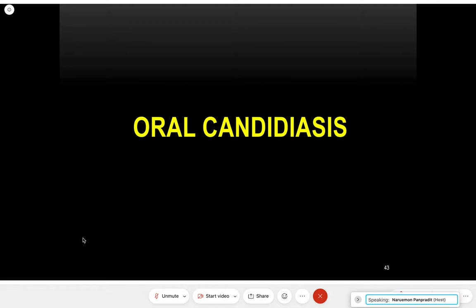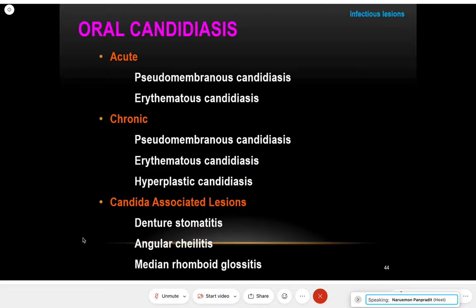Oral candidiasis. This lesion can show different characters in the clinic. The most common are called pseudomembranous candidiasis and erythematous candidiasis. However, if this common character appears suddenly, within a short time like 2 weeks, we call it the acute phase. But if it is prolonged, appearing for several weeks or months, it's called chronic. In the chronic group, there is one character called chronic hyperplastic candidiasis.